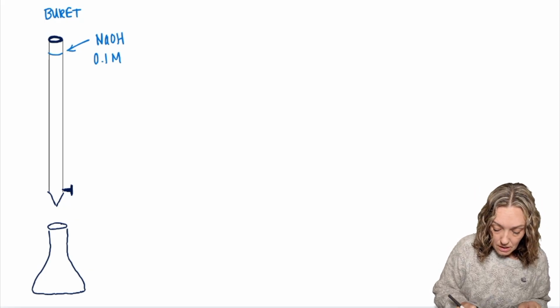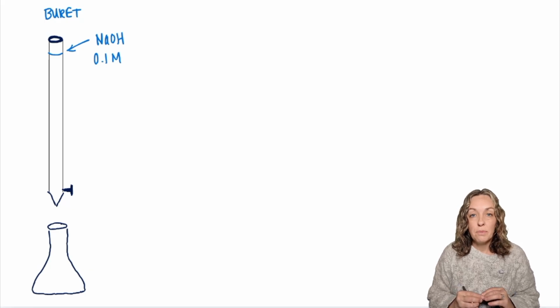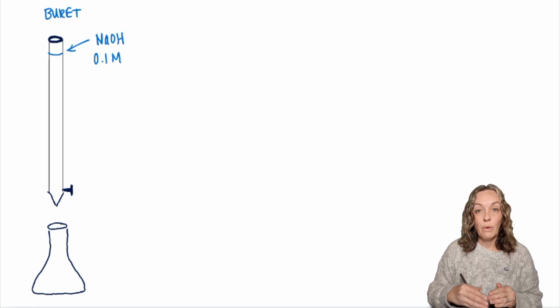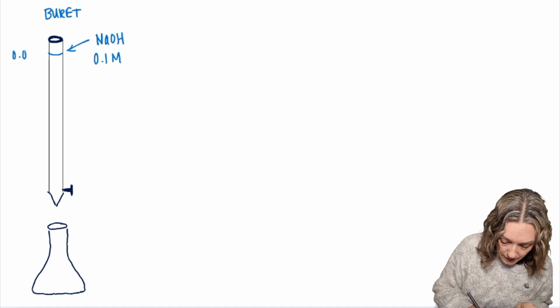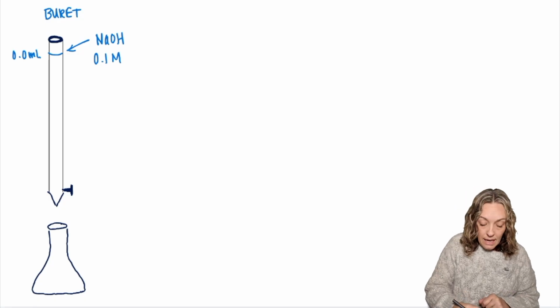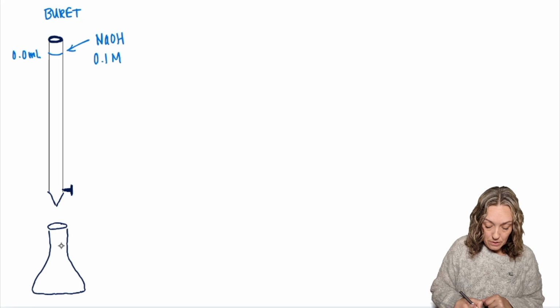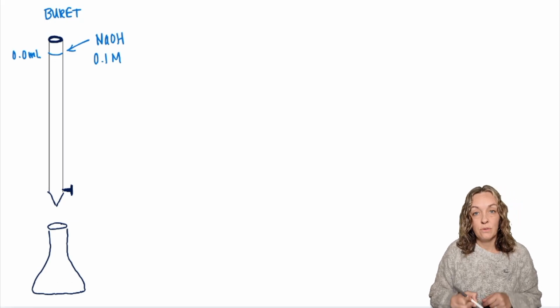Now, something interesting about a burette is that they read backwards. So these are a little bit different than a graduated cylinder. When your burette is filled, it will read at 0.0 milliliters. You are measuring not the amount that the burette holds, but instead you are going to keep track of the amount that you add to the reaction flask below.